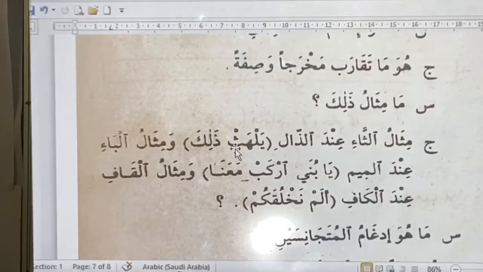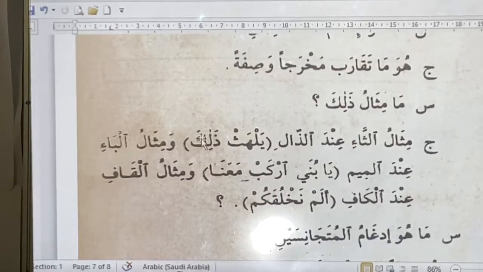So in this case, when the first one is sakin and the second one is mutaharrika, you read them idghaman, and idghaman means you merge the two by putting shadda on the second one. So the first one becomes silent and the second one becomes with shadda. So instead of reading yalhath dhalika, stopping at the sakin, we are going to merge by reading it with dal with shadda, and that will be yalhad dhalika.